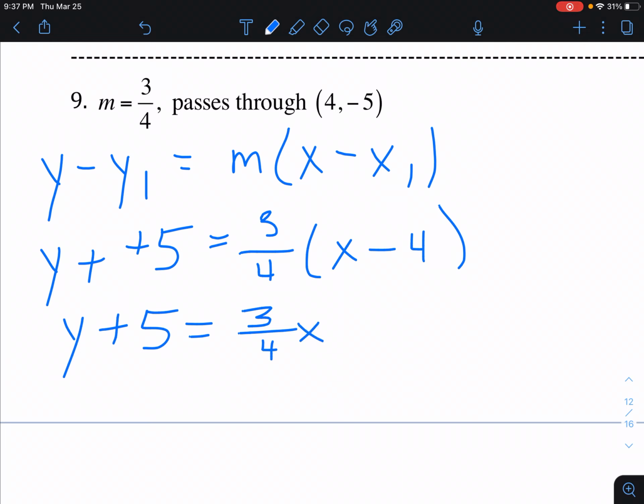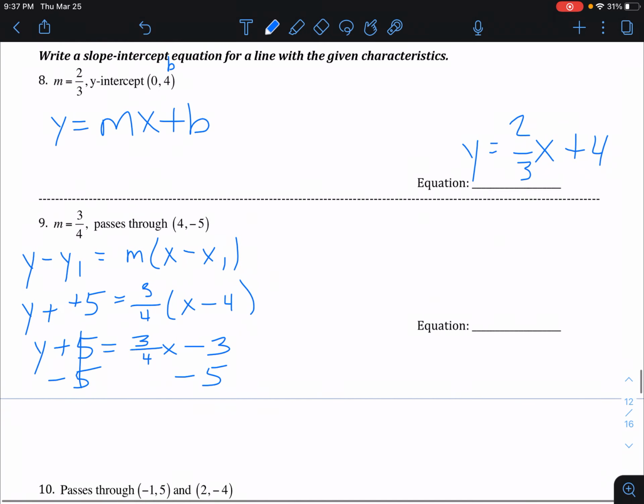We're going to distribute the 3/4, get rid of parentheses. 3/4 times x, and then positive times negative 3/4 times 4, that'll be 12, divided by 4 is 3. And then get the y by itself. We're going to subtract 5 from both sides. And we'll have our equation, y equals 3/4 x minus 8.